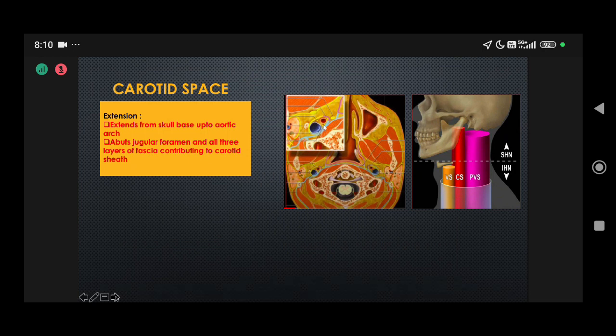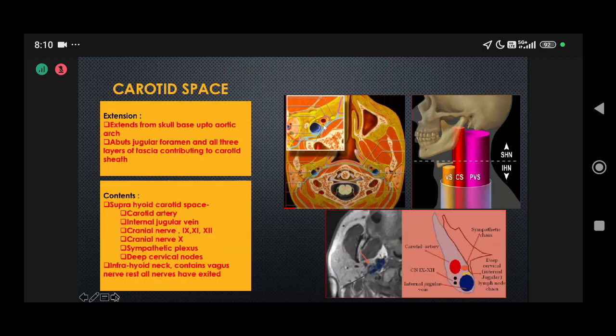So the carotid space, as I said earlier, is the space which extends from the skull base up to the aortic arch. Superiorly, it abuts the jugular foramen, and all three layers of the fascia which we have seen previously contribute to forming the carotid sheath. Now the contents are very important to know on imaging. In the suprahyoid and infrahyoid neck space the contents are a little bit different. In the suprahyoid, apart from the carotid and internal jugular vein, there are four nerves and the sympathetic plexus, while the infrahyoid neck space contains the vagus, as all the rest of the nerves have exited. So this is very important.